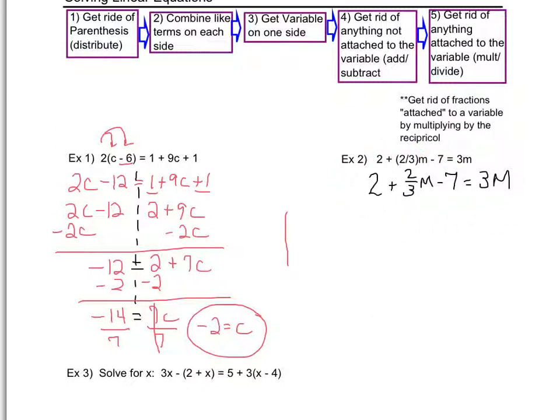I'm going to go ahead and draw my 2 sides in. And the next thing I'm going to do is combine like terms on each side. On the left side of the equal sign, I have a 2 and a negative 7. So they come together to be negative 5. I don't have any other m terms, so the 2/3 m drops down. I don't have any like terms on the right, so I keep it a 3m.